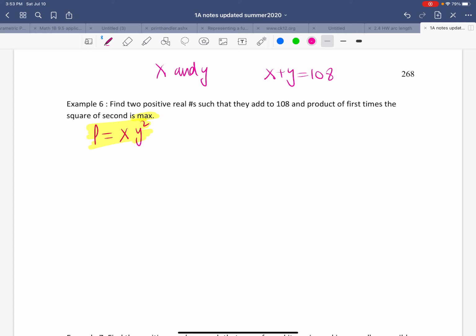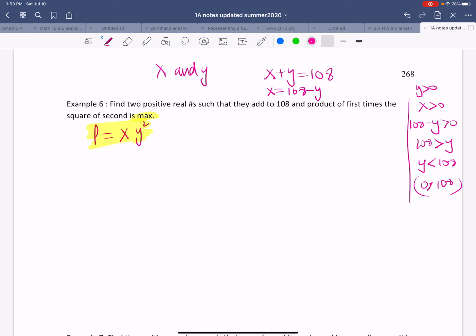I don't want to deal with the function in two variables, so I'm going to express either x in terms of y or y in terms of x. So we can say x is equal to 108 minus y. We want x to be greater than 0, which means we want 108 minus y to be greater than 0. So 108 is greater than y, or y is less than 108. We want both y and x to be greater than 0, so my domain would be between 0 and 108.